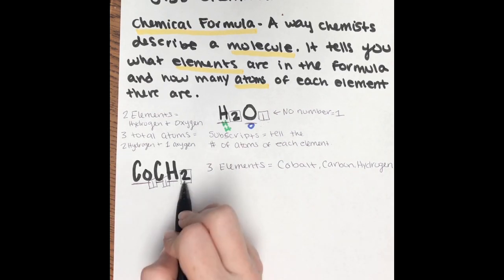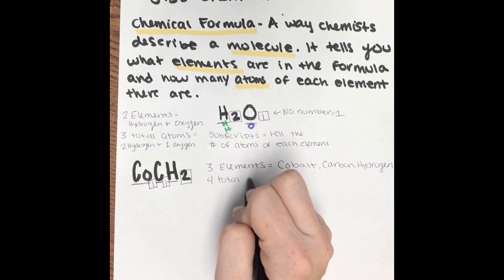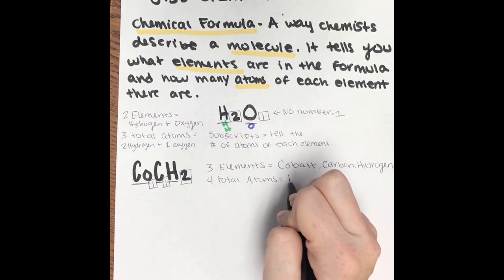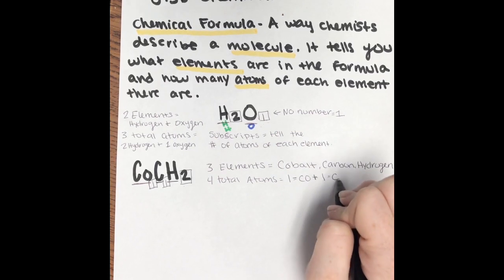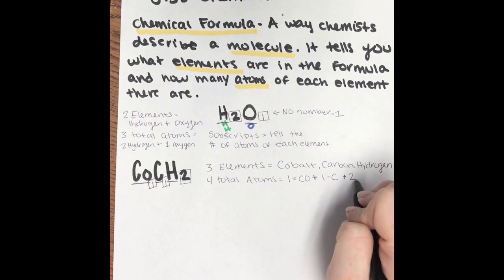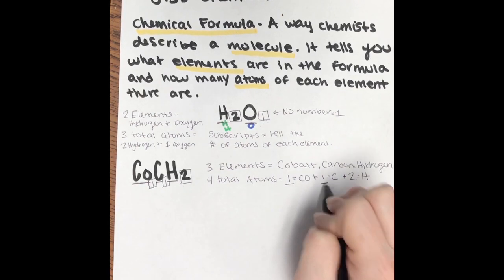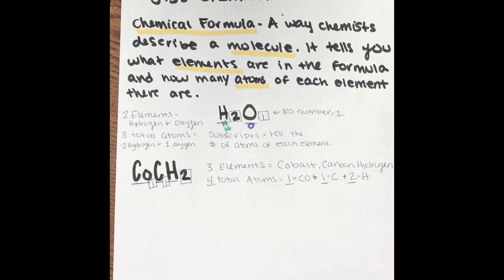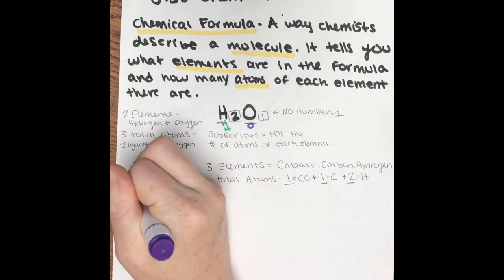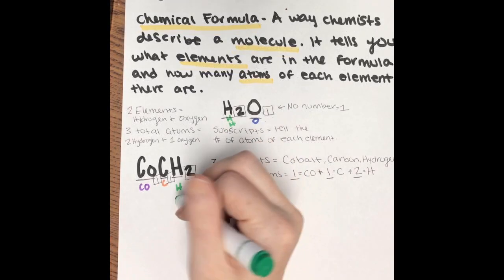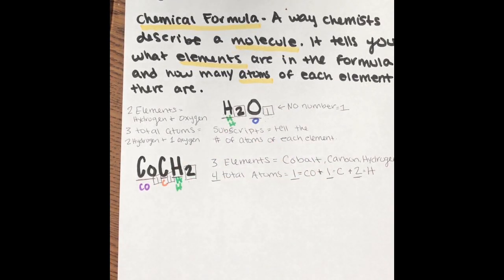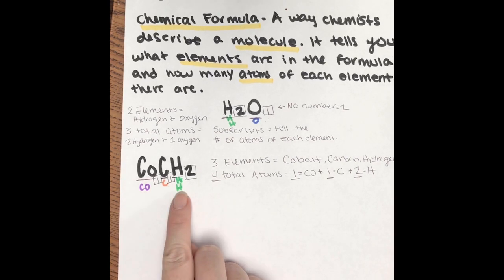Now, we would have to add these together, and we have 4 total atoms. We have 1 cobalt plus 1 carbon plus 2 hydrogen. 1 plus 1 plus 2 gives us 4. Easy enough? Now we could break this one down as well, and we could write the number of atoms underneath each one. We have 1 cobalt, we have 1 carbon, and we have 2 hydrogen. So this is an easier way to look. You could count them here, 1 plus 1 plus 2.